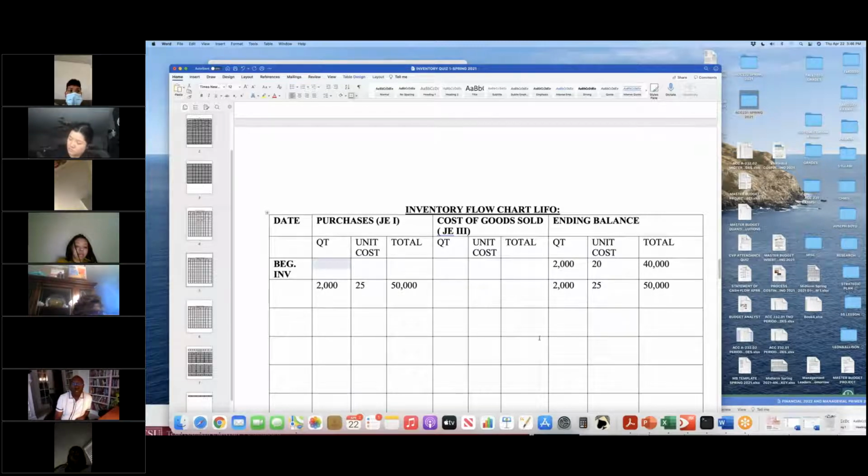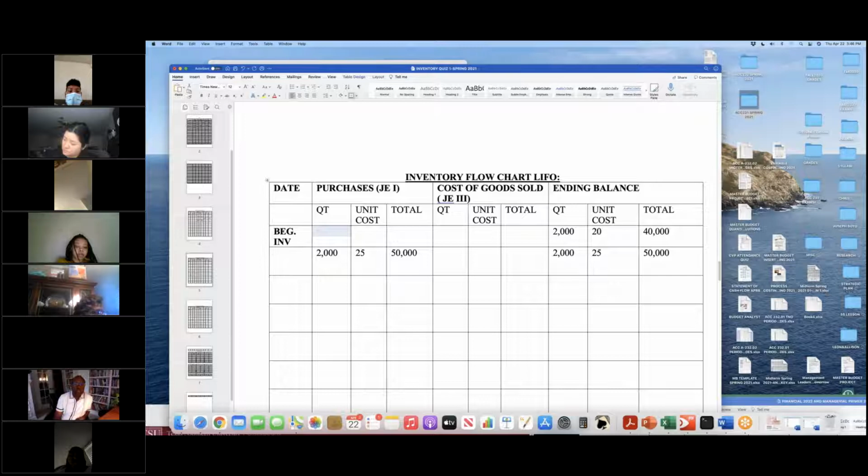Okay. So Professor Boyd, this is LIFO. If you were to sell 1,000 in LIFO, guess what? You come to the bottom. You're selling the newest ones first.